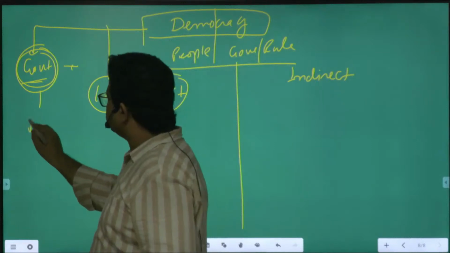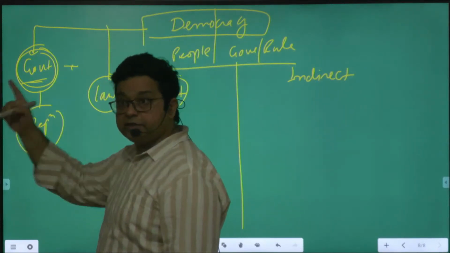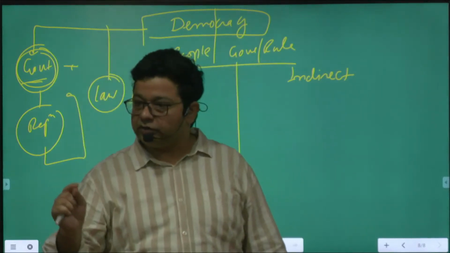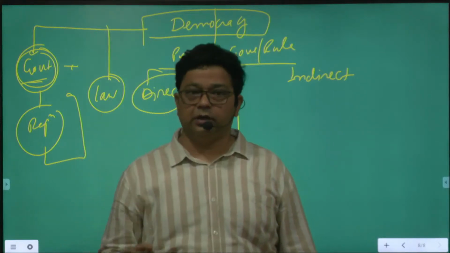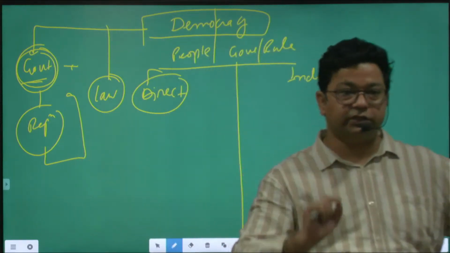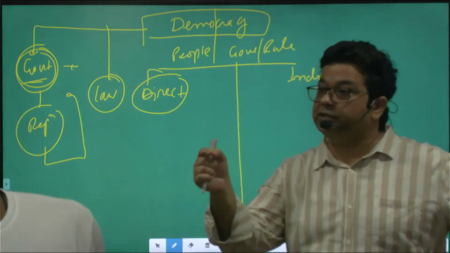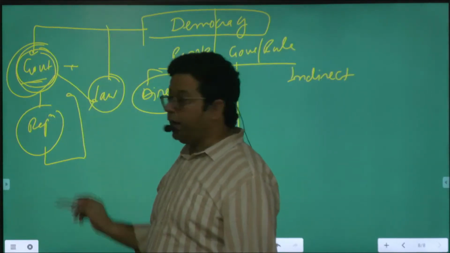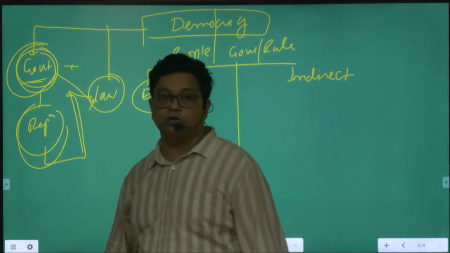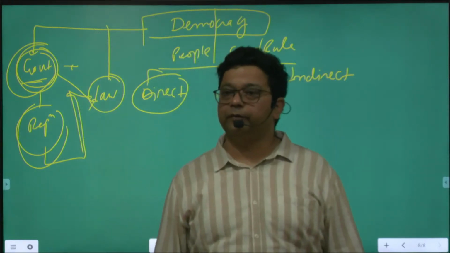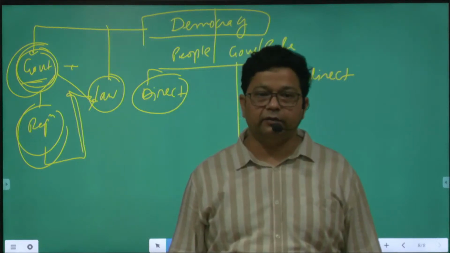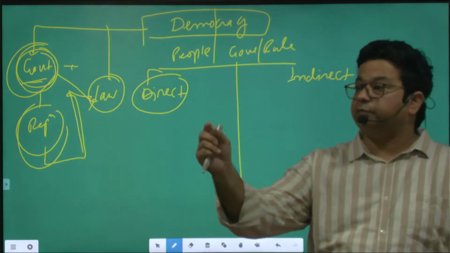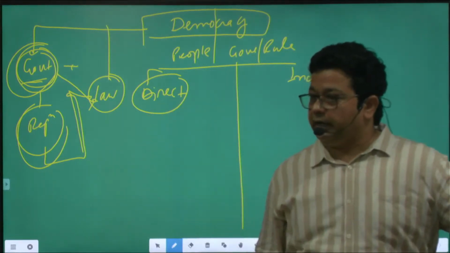So what will this representative do? This representative will let the government know about the aspirations, the difficulties and the problems of their constituency. On the basis of that feedback, the government will form law. Through this process, people are also involved in the formation of law. Am I clear? Yes or no? So this is democracy. Now this can be exercised in two ways, either direct or indirect.